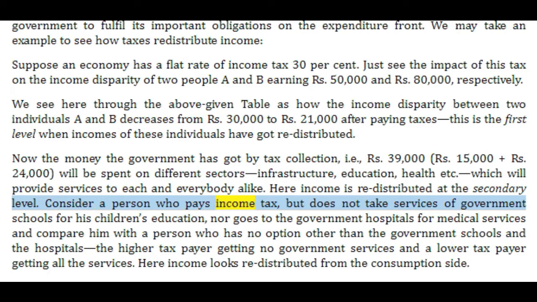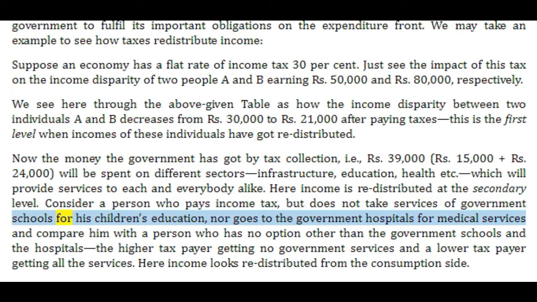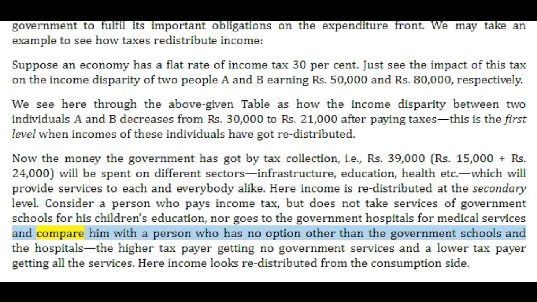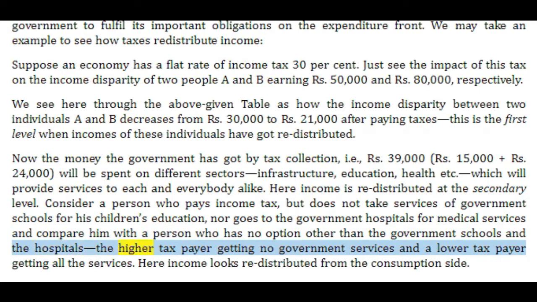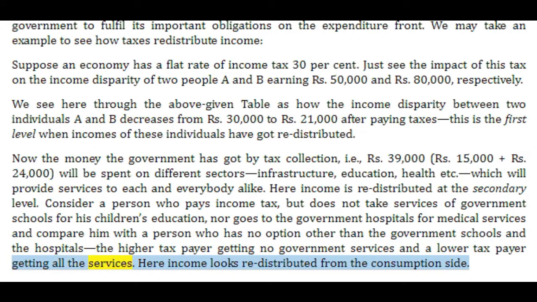Consider a person who pays income tax, but does not take services of government schools for his children's education, nor goes to the government hospitals for medical services, and compare him with a person who has no option other than the government schools and the hospitals: the higher taxpayer getting no government services and a lower taxpayer getting all the services. Here income looks redistributed from the consumption side.